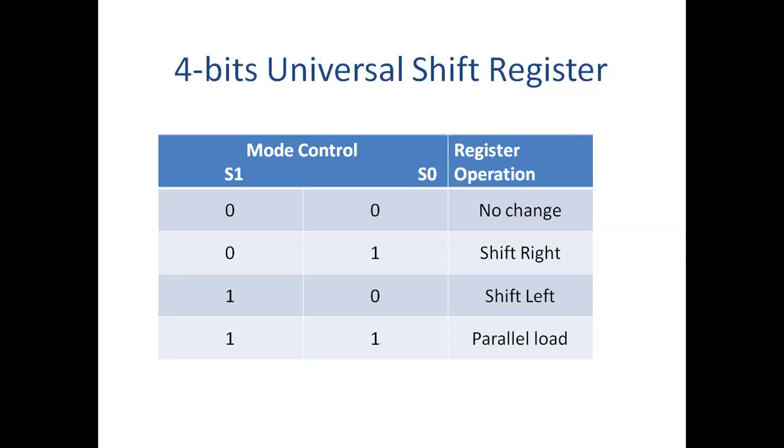Here we assume that when the two control lines are 0, 0, there is no change. Whatever the outputs are there will cyclically move, and again at the output we get the same. When you consider 0, 1, the shift right operation will be performed. When you consider 1, 0, the shift left operation will be performed. When you consider 1, 1, then parallel load, meaning parallel in, parallel out, that operation can be performed.